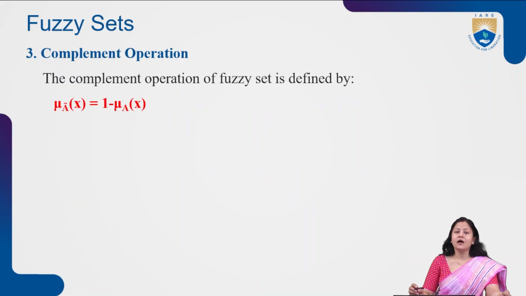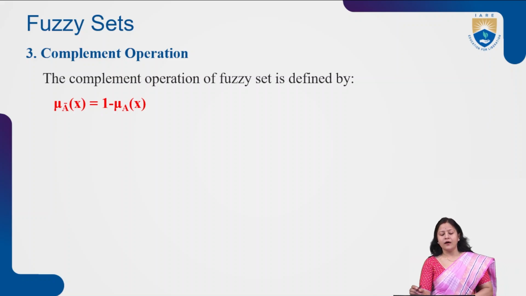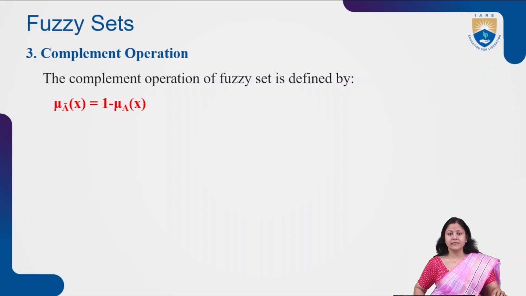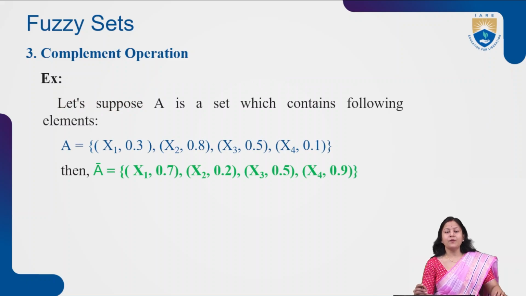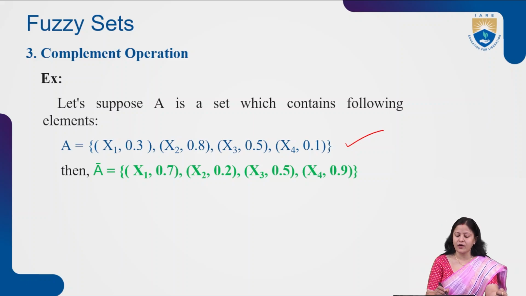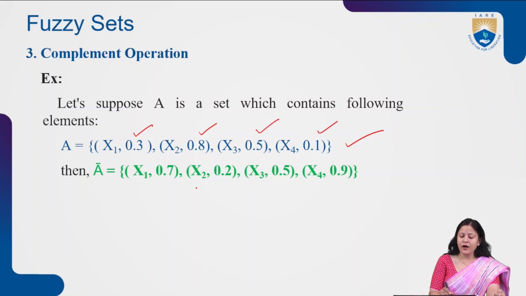And the third one is the complement operation. The complement operation of the Fuzzy set is defined by the symbol mu of A tilde bar of x, that is equal to 1 minus mu of Ax. So now you can see as the complement it requires only one set. So we are considering one set having 4 elements x1, x2, x3 and x4 having all the membership values. For x1 the membership value is 0.3, for x2 it is 0.8, for x3 it is 0.5 and for x4 it is 0.1. So A bar would be the value.